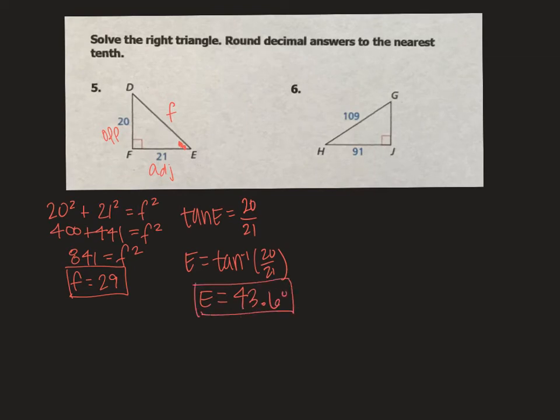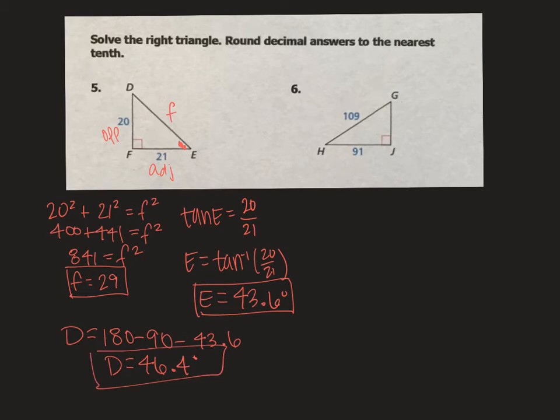And then for my third angle, I already know two of them, so I know all three of those have to add to 180. So 180 minus 90 minus 43.6 is going to give me an angle measure of 46.4 degrees for angle D.